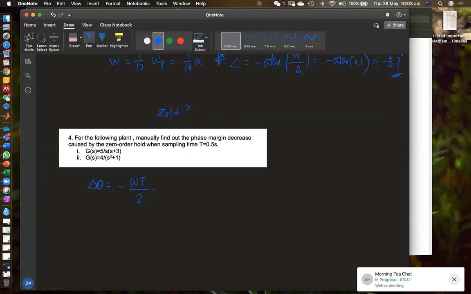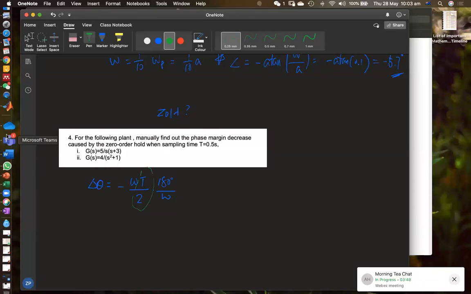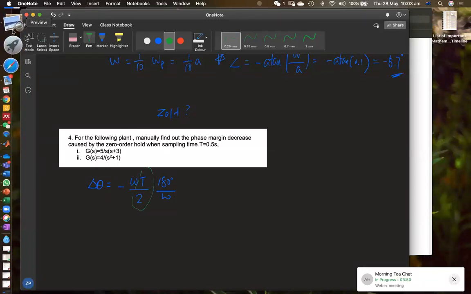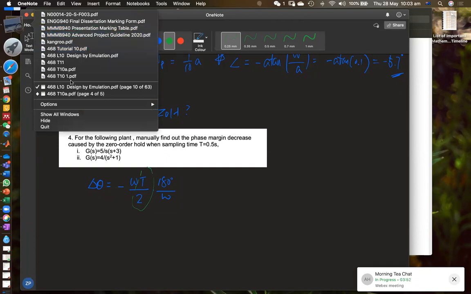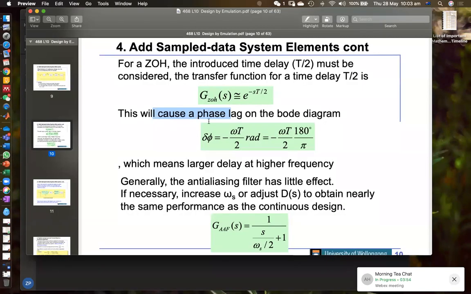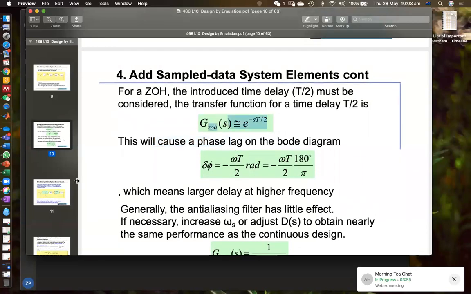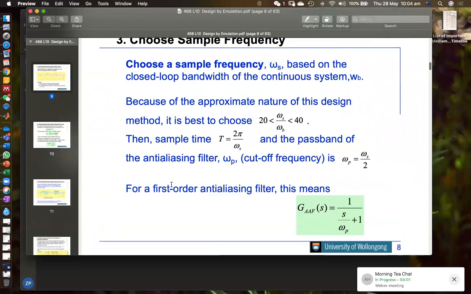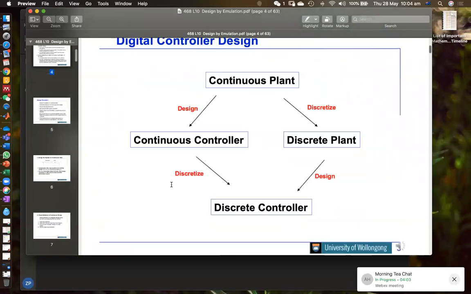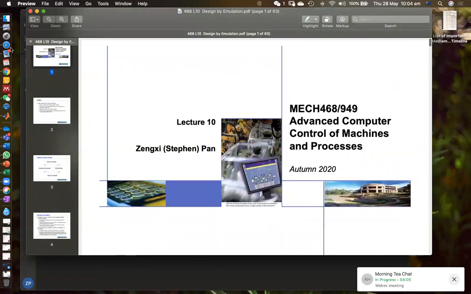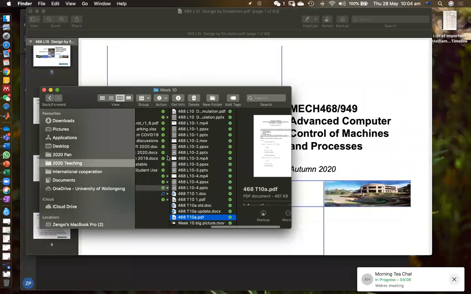Anybody don't understand where this comes from? Do I need to explain why it is half T? Why is it half T? Yes or no? I don't get any feedback, so I don't know. Yeah, if possible, please explain more. Okay, so why is this half T? It's not from this lecture. It's week 9.